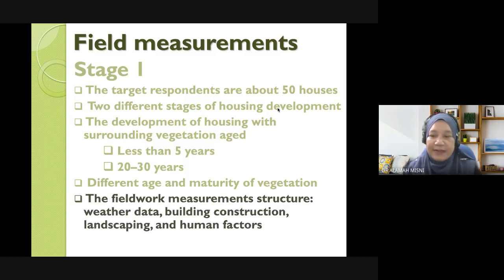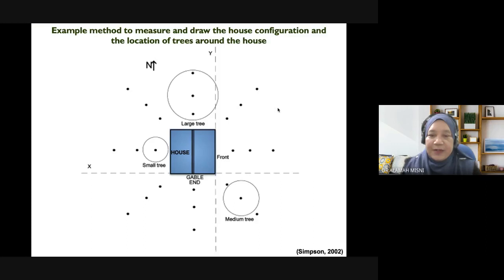Okay. Next. So this is an example of method to measure and draw for each house, the configuration and location of trees around the house. So north point is towards here, and I use X and Y axis here to measure anything material that located around the house. This is referred to Simpson 2002. Next.